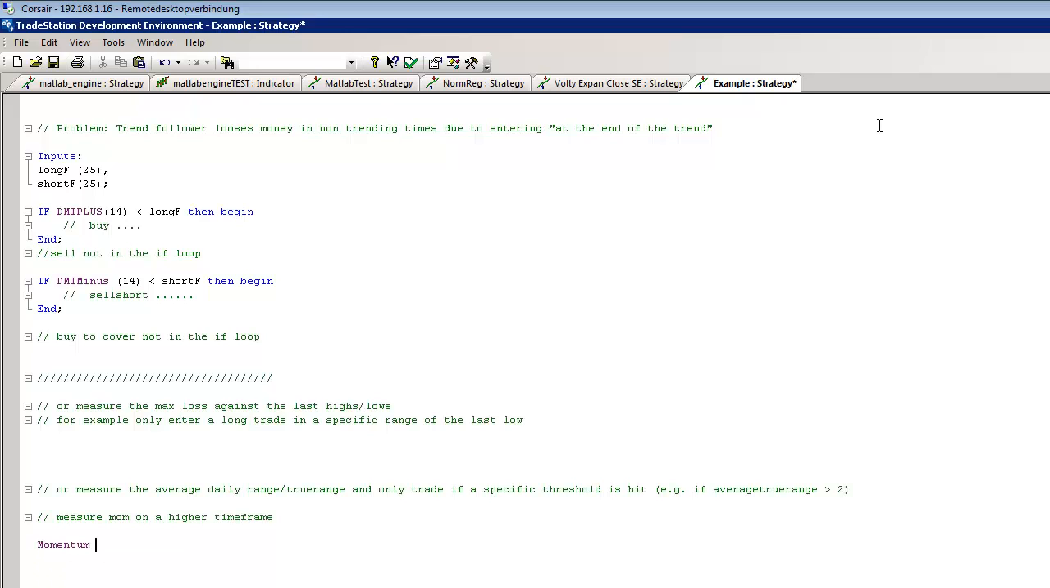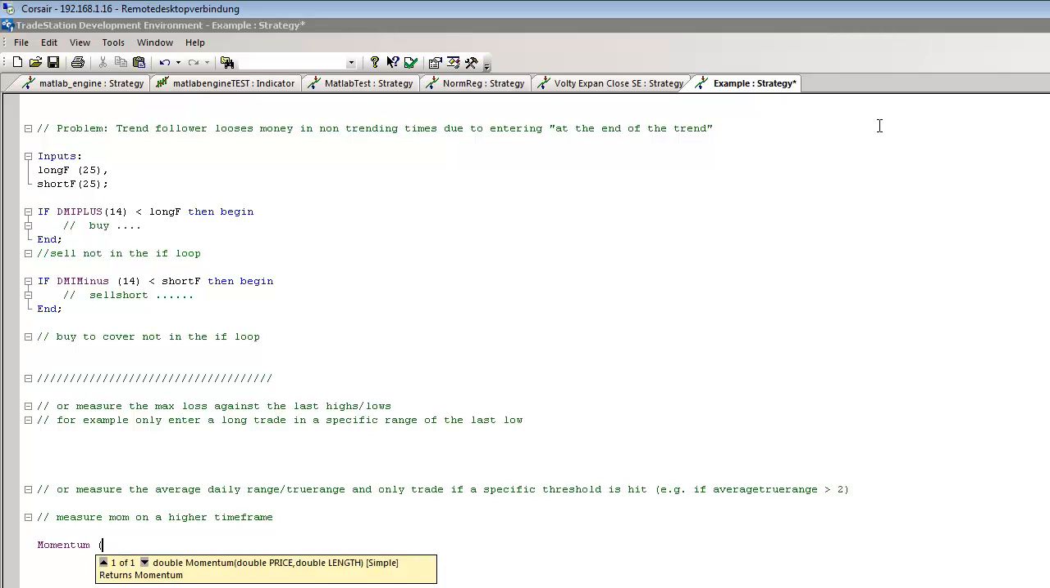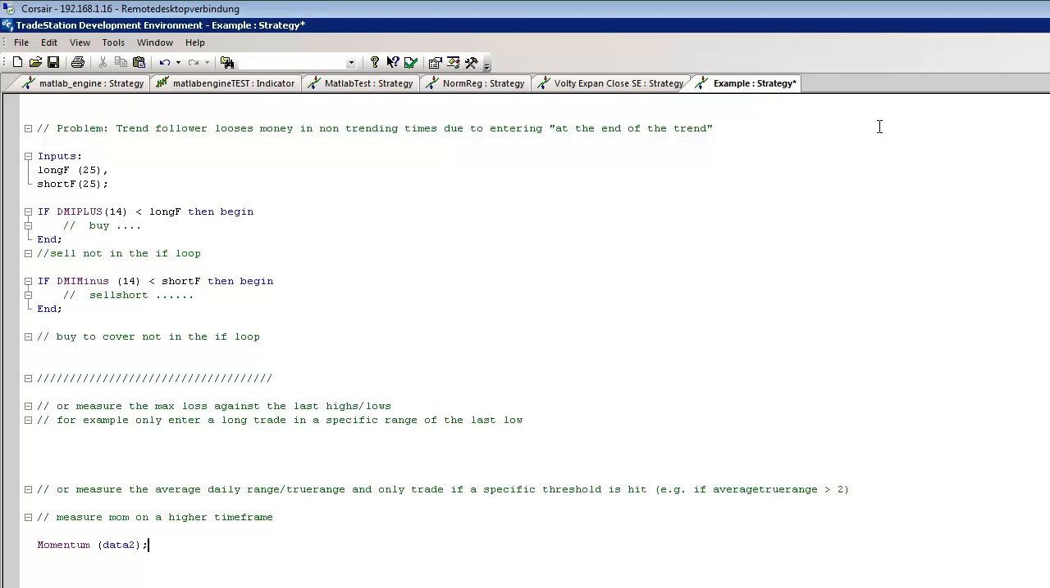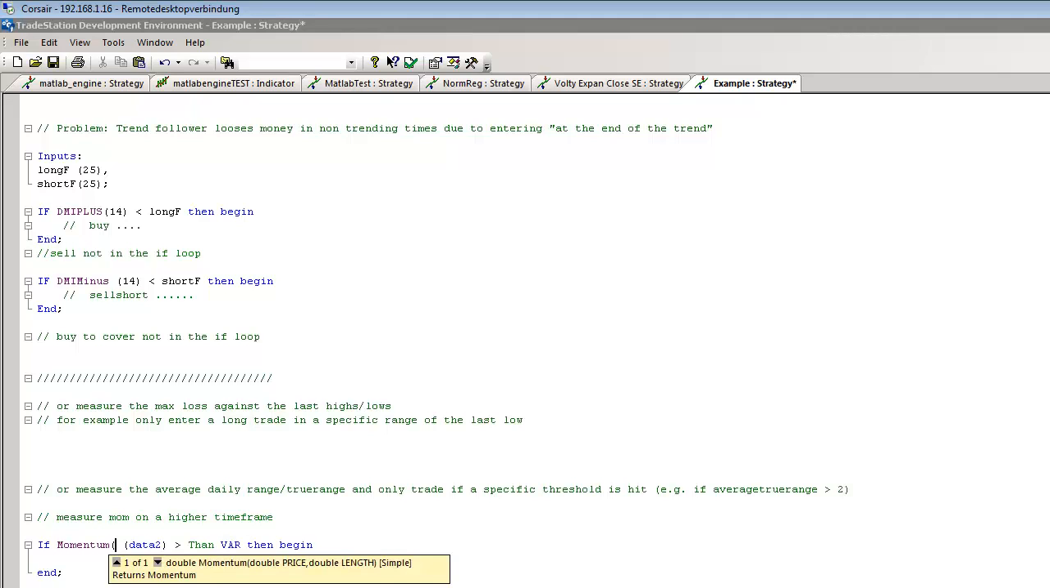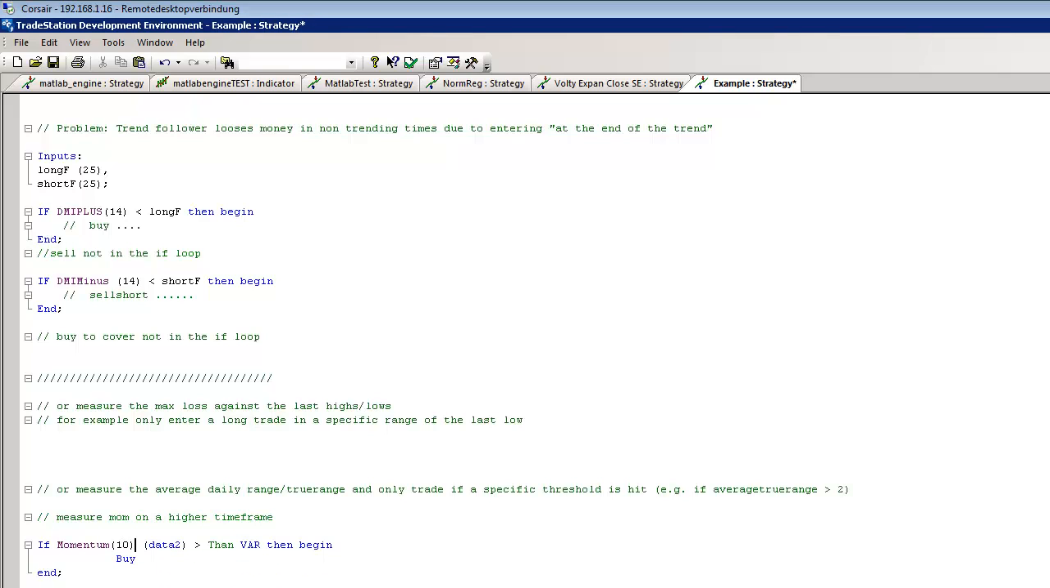You measure the momentum, and I have an English keyboard here, on Data2. And so if momentum Data2 is bigger than, and then comes an input variable, I say here var, then begin, and then comes your buy rules here, and then end. This is something which you would do in momentum, and it's possible that momentum needs an input here. For example, momentum over the last 10 bars. So yes, this should work, and these are the things which you can do to avoid losses in a sideways channel.